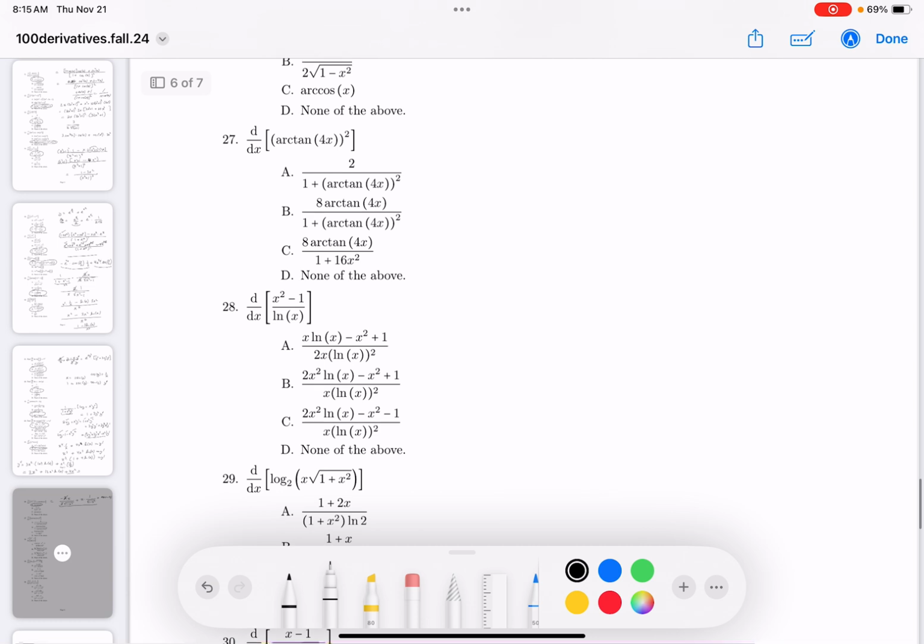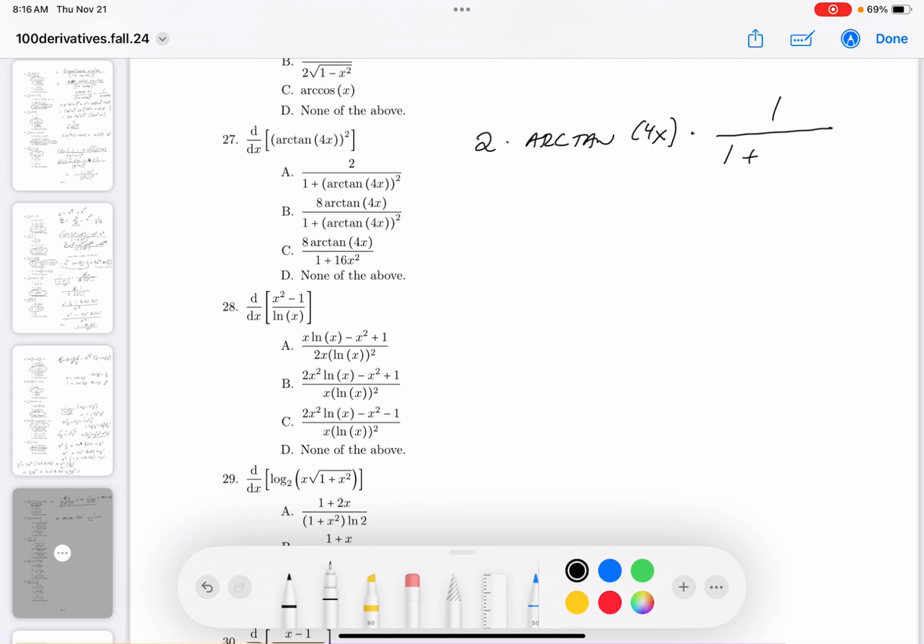Let's go to 27. That's an arctangent problem. And let's write this down. I got a square on it. So I guess I got to do this. 2 arctan of 4x. Whoa, I got to go to the inside now. And what do I get over there? I'm going to get 1 over 1 plus, let's see if I'm doing that right, 2. That's 2 times that.